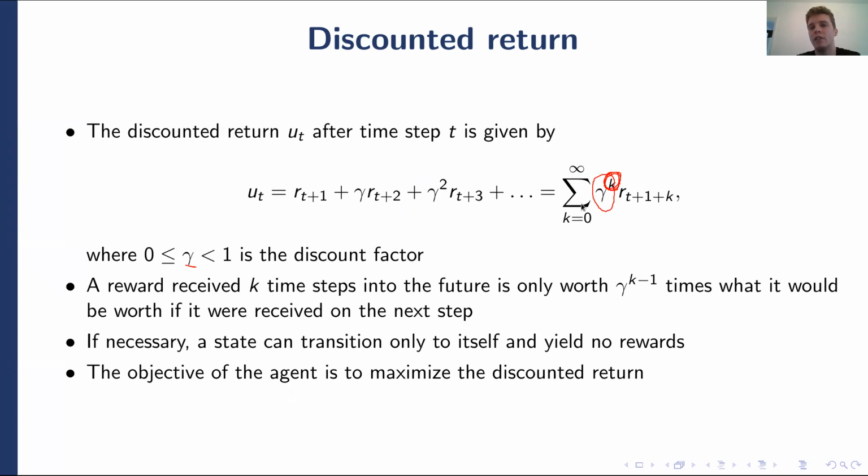Okay, so this is a simple result from calculus: a sum of this form will always converge to a real number as long as the rewards are bounded, meaning as long as there's a minimum and a maximum reward. This sum will always converge.